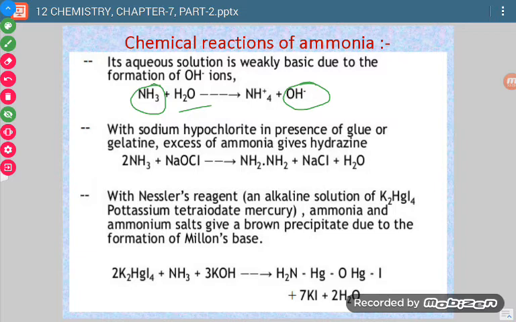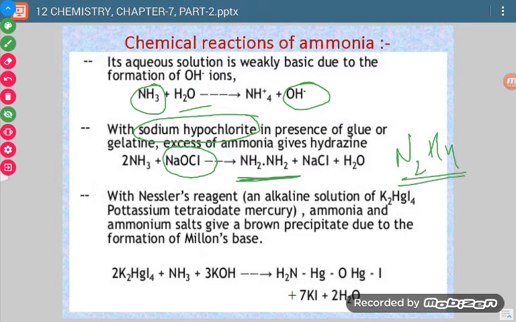Okay. Now when we react it with sodium hypochlorite, NaOCl, then there is formation of hydrazine. This NH2-NH2 is hydrazine. Okay. And this is also written as N2H4. So it is the formula of hydrazine. So hydrazine is formed. Now when we combine it with Nessler's reagent, sometimes a one mark question is asked, what is Nessler's reagent? It is the alkaline solution of K2HgI4. K2HgI4 means potassium tetraiodomercurate.